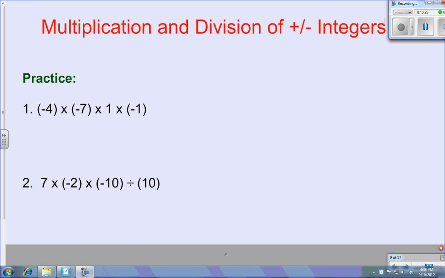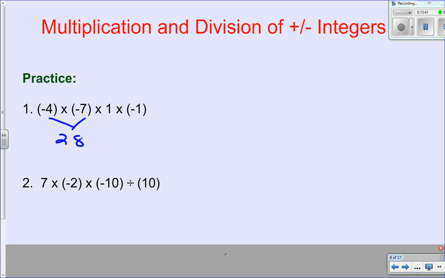When we have multiple operations and they're all multiplication or multiplication and division, you can work from left to right. We'll talk about this again in order of operations, but for right now you can just work from left to right. So 7 times 8 is 28. A negative times a negative is a positive. We have negative 28. We'll bring the rest of the problem down.